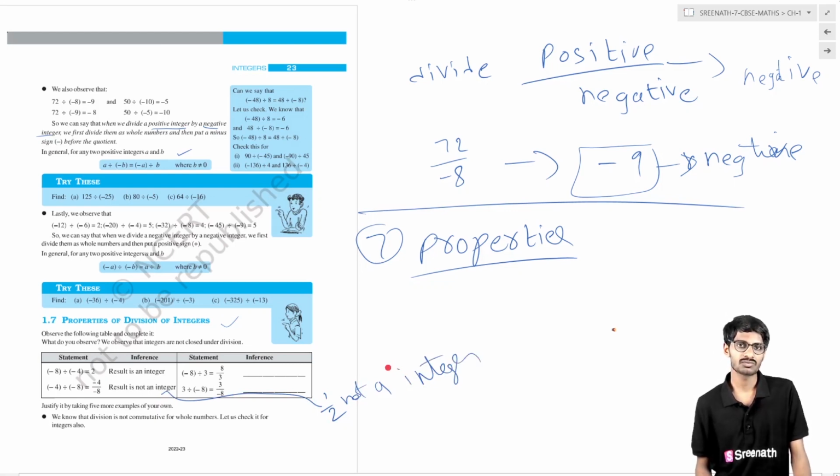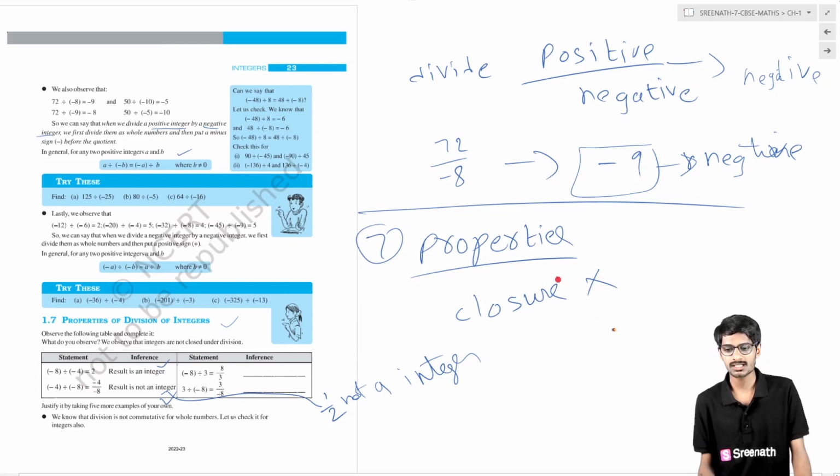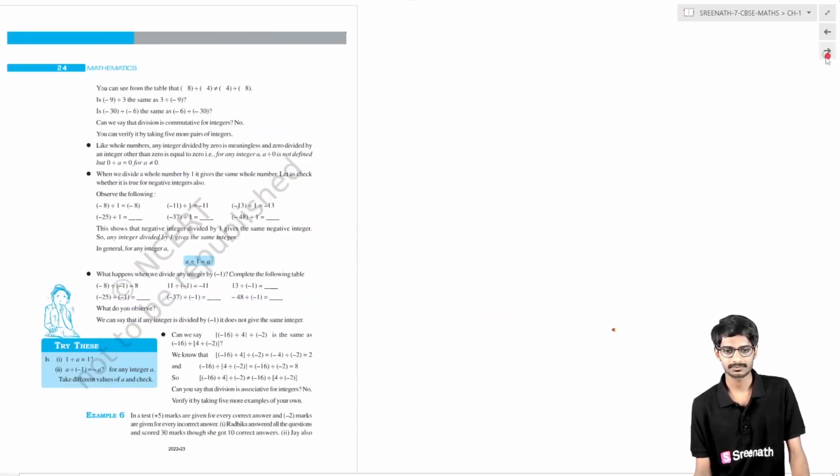So finally what we have concluded is, in some cases we are getting an integer, in some cases we are not getting an integer. So closure property is not accepted in the division of integers. By doing so you can verify it.